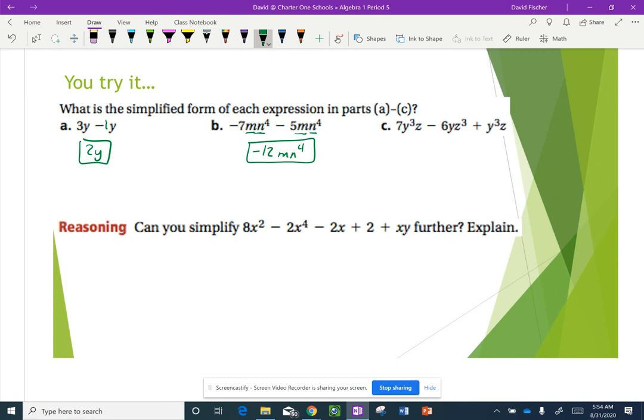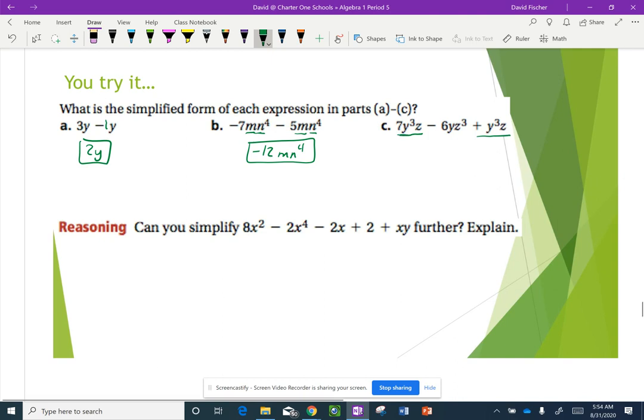Study this one a little bit more. I have a y to the third z. That's a yz to the third, so these two are not alike. But here, this one's a y to the third z. So I can put the two that are underlined together.